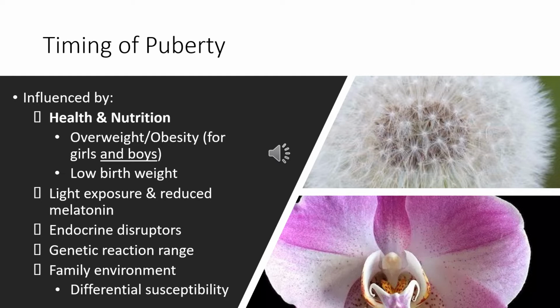Yet again, this seems to be based on differential susceptibility, at least in some initial research that found that it's really the orchids who are influenced by what's happening in their family in terms of timing of puberty, and not the dandelions. So orchids who have supportive families are more likely to go through puberty later, orchids and slower. And orchids who don't have supportive families are more likely to go through puberty earlier and faster.